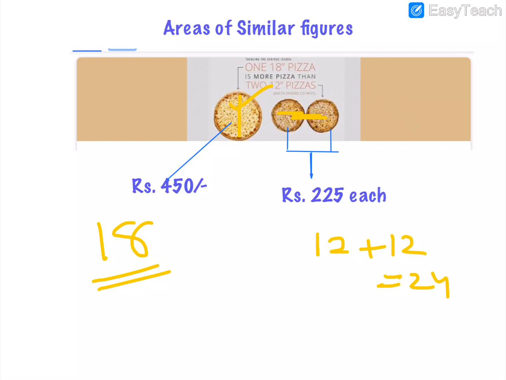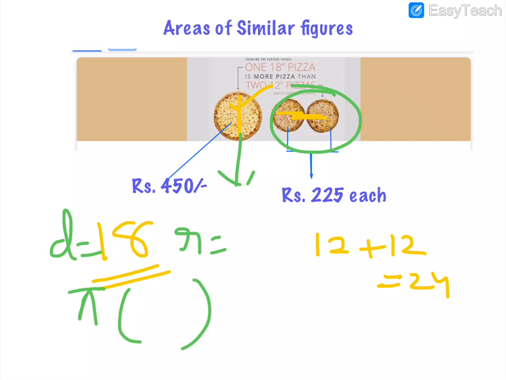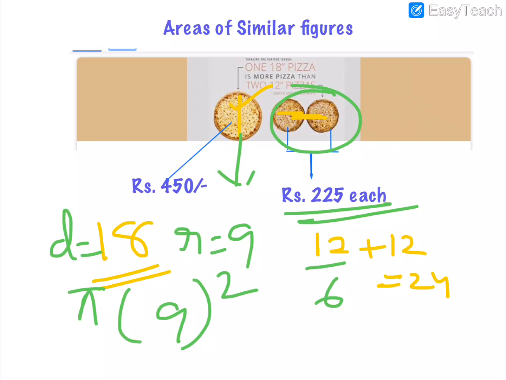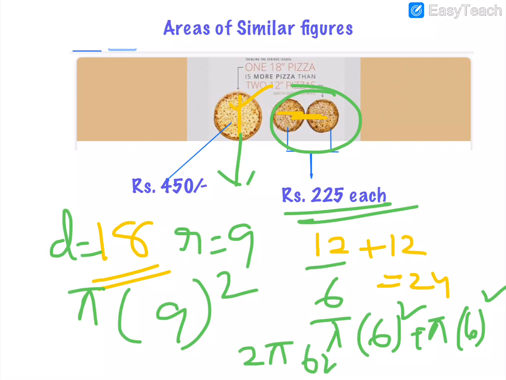These are circles. Let's find this area, pi r square. If diameter is 18, radius will be half, that is 9, so pi into 9 square. Whereas here it is 12, radius is 6, so pi into 6 square plus pi into 6 square. So what happens? 2 pi into 6 square, 6 square is 36, so 36 pi plus 36 pi is 72 pi. So this is the area of these two together.